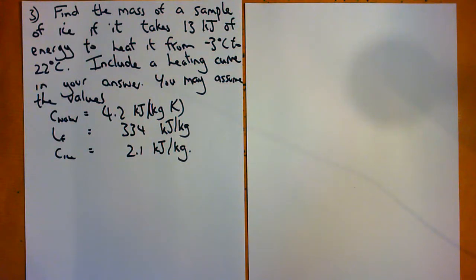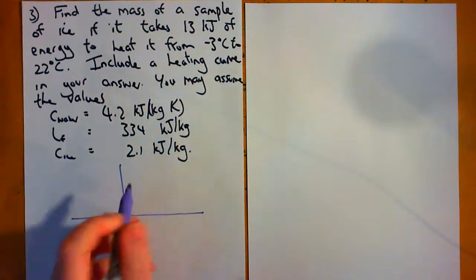We need to find the mass of a sample of ice, given that it takes 13 kilojoules of energy to heat it from negative 3 degrees Celsius to 22 degrees Celsius. We need to include a heating curve in our answer, and we also need to assume some values which are the same as those that we used in question 2. So let's draw our heating curve.